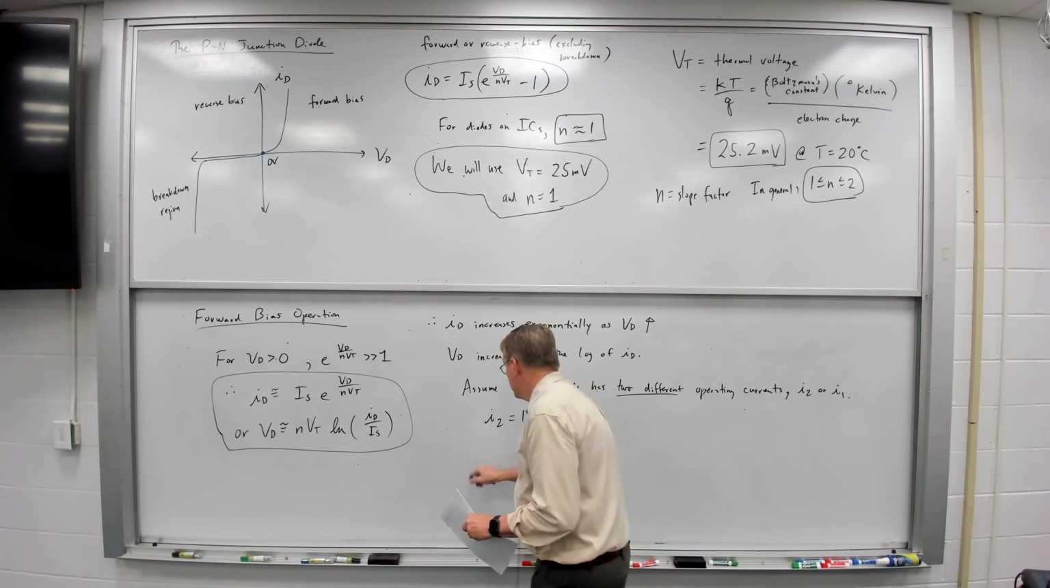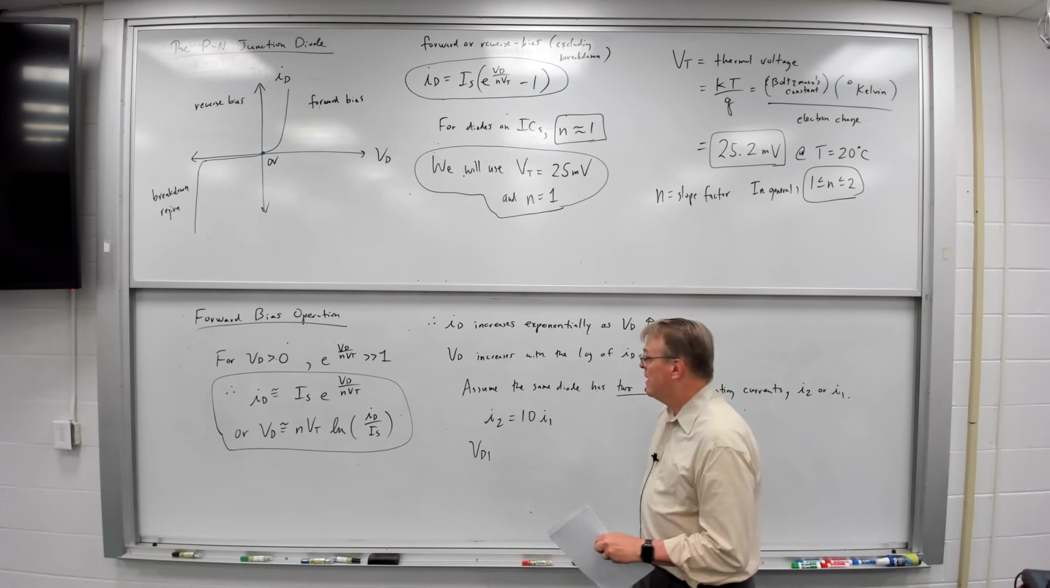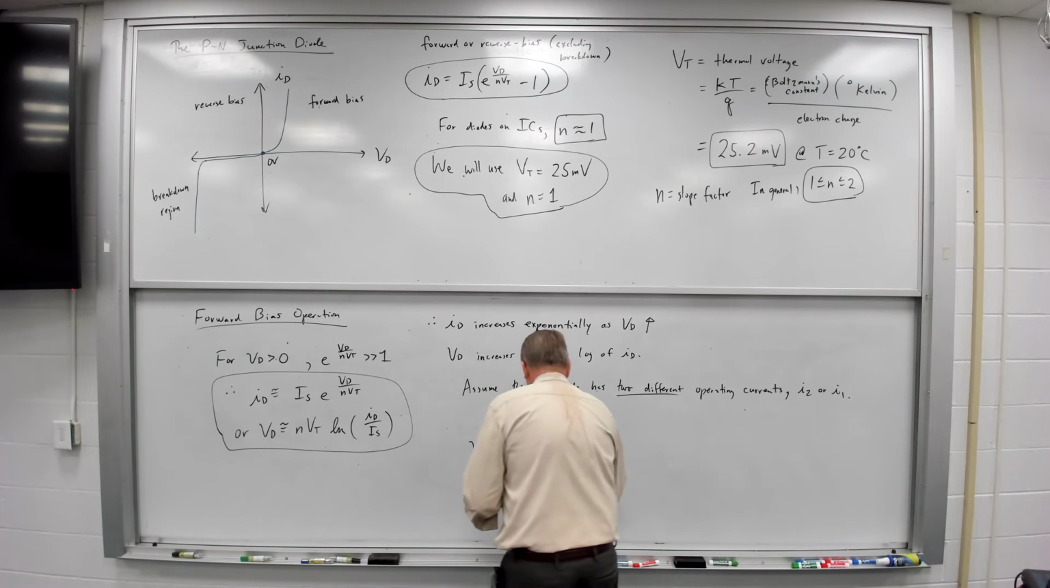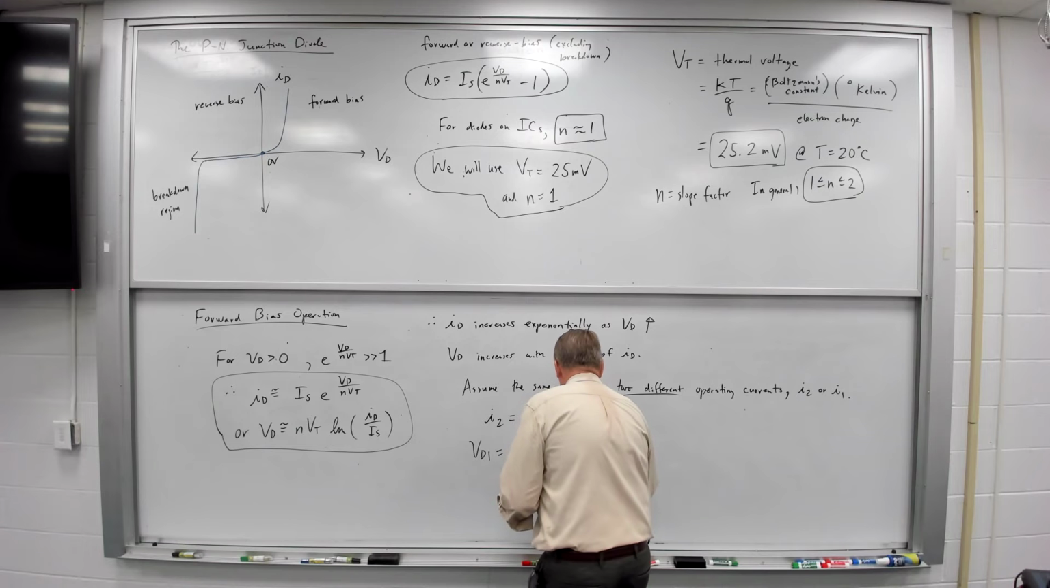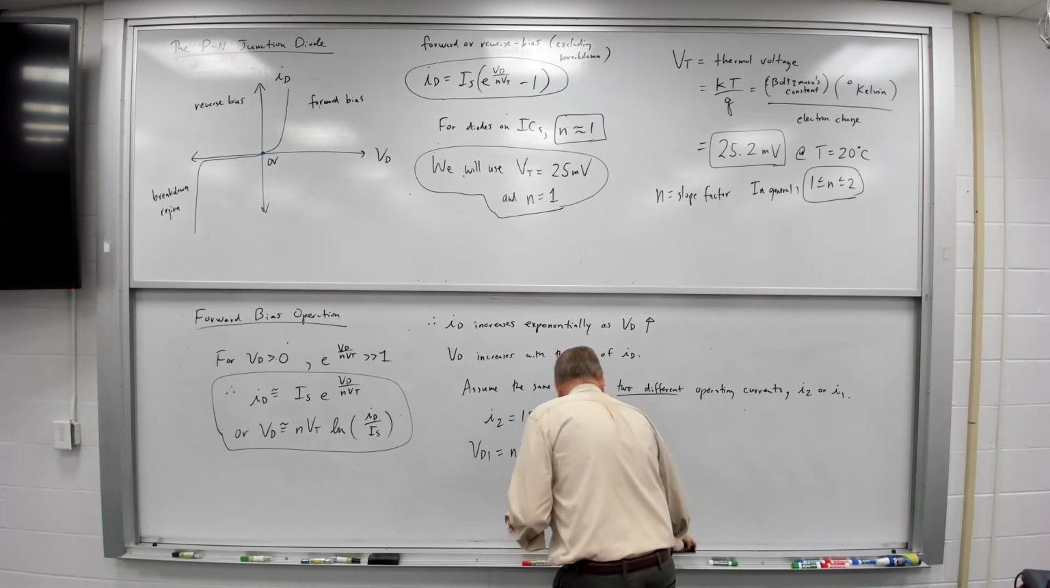Well, let's do it this way. VD1 will be equal to N times Vt times the natural log of ID1, or I should say I1, over Is.